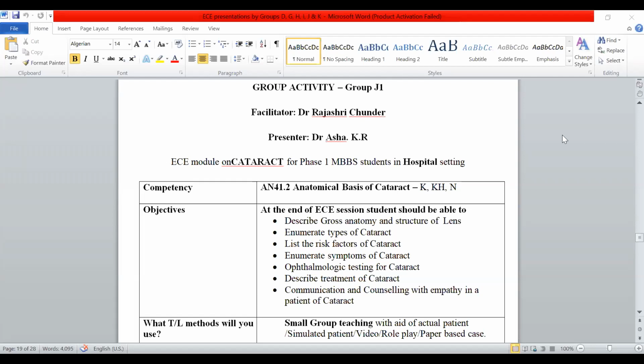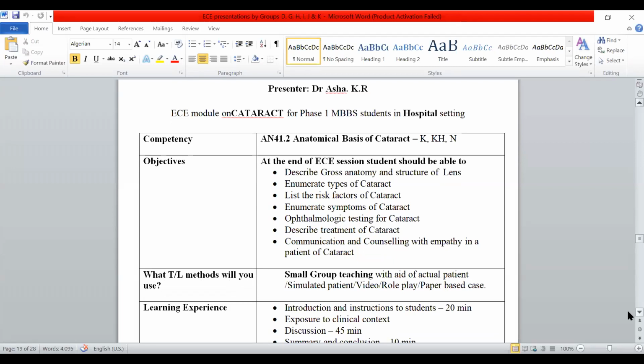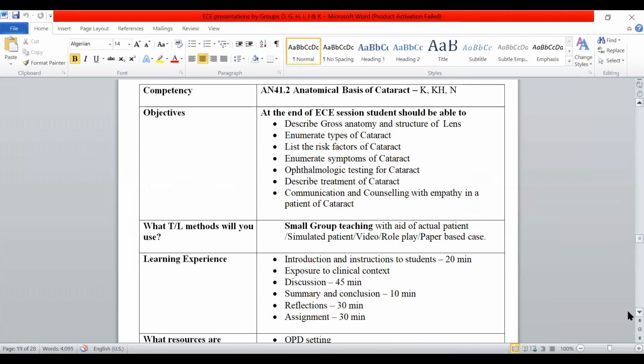So the clinical case scenario which could be included here is a 65-year-old retired school teacher with a history of diabetes mellitus and hypertension who presented to the ophthalmology OPD with complaints of gradual onset of blurring of vision, difficulty to see in dim light, fading or yellowing of colors, requirement of bright light for reading, and frequent changes in the eyeglass. This clinical scenario can be used either as a paper-based case, or it could be performed as a role play if feasible.